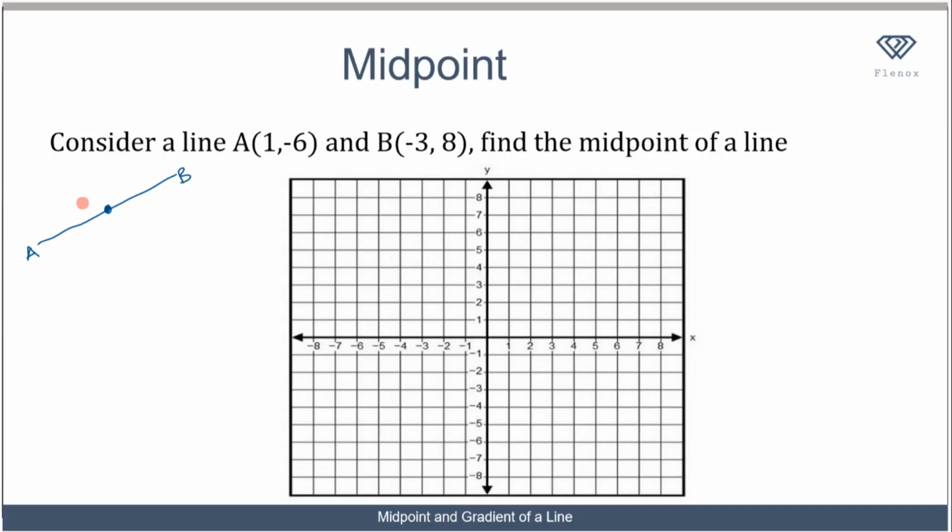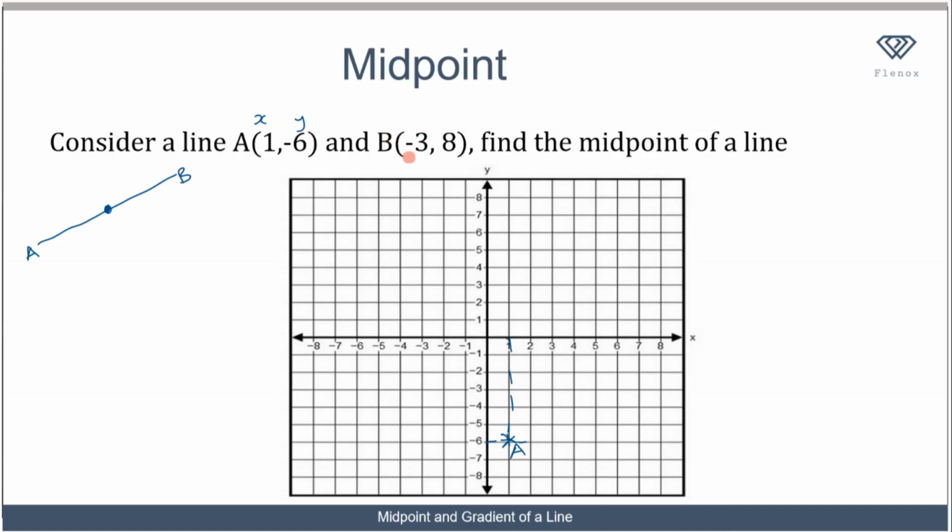For instance, let's consider a line with point A at 1 and minus 6. So let's identify that point. My x value is 1 and my y value is minus 6. I look for my x value, which is 1, over here, and my y value is minus 6. So I chase my 1 down and my minus 6 is over here. So I cut that point. That point of intersection is my point A.